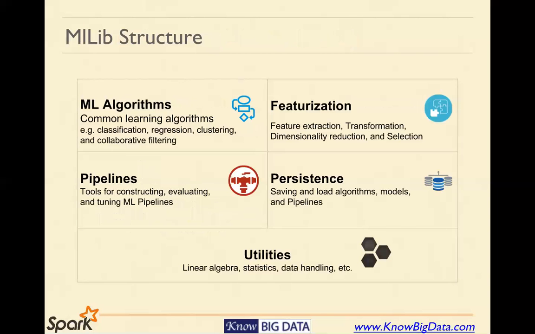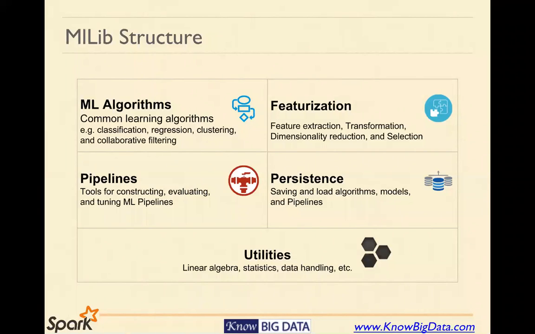So MLlib's structure is that it has four parts. It has algorithms, the common machine learning algorithms. The second is featurization, meaning extracting features and transformation, removing some of the columns and considering them deprecated. And pipelining means tools for constructing, evaluating, and tuning machine learning pipelines.